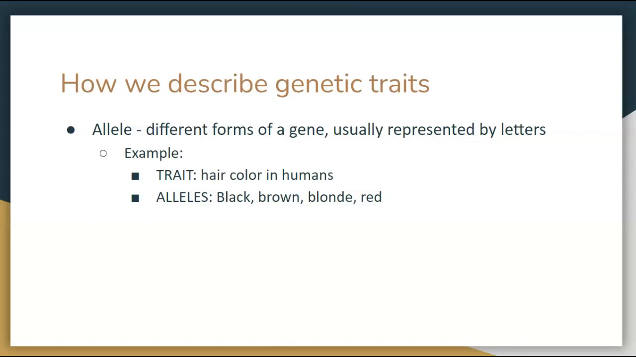So an example of this is a trait that we could look at is hair color in humans. The alleles of that trait would be black hair, brown hair, blonde hair, red hair, right? So the trait itself is just hair color. It's a very broad way to describe a trait. The alleles are the more specifics, the specific versions that we're going to be looking at when looking at this trait.